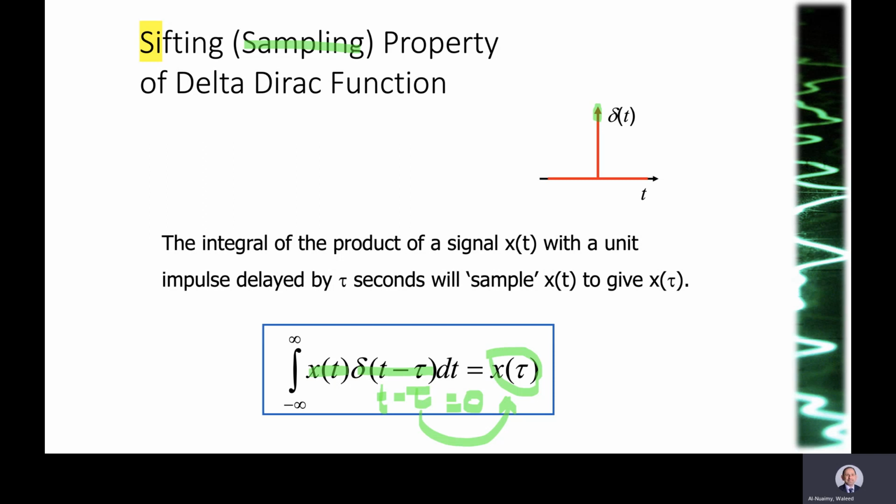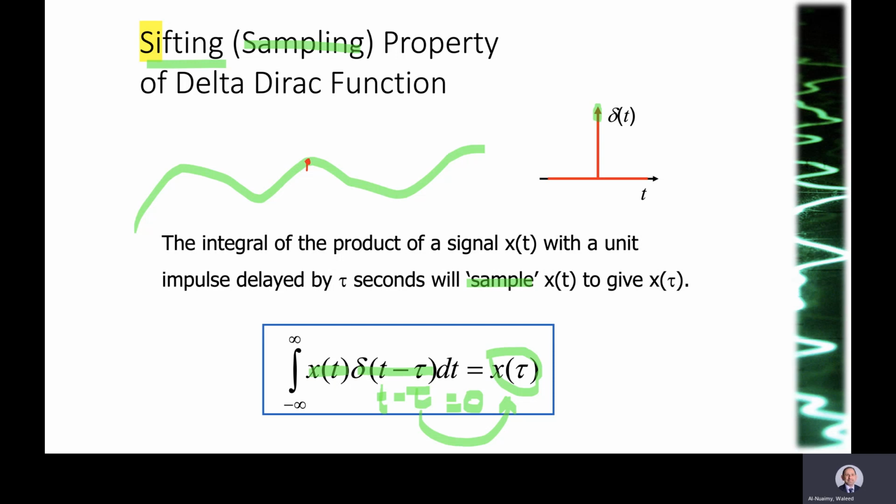So this is called the sifting property, and it's really helpful. It's as if we're sampling the signal. It's as if x of t might look something like this. That's x of t. But what we're doing is we're sampling x of t. We're taking one single point. We're taking x of t at this point.